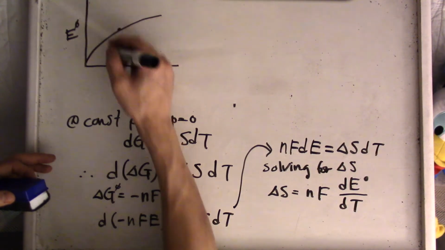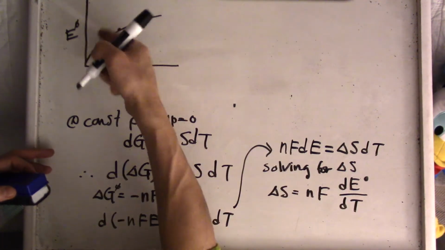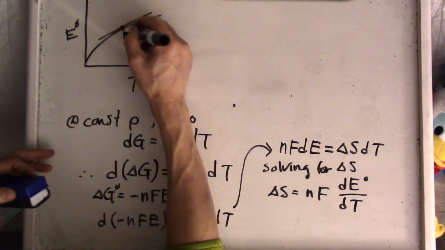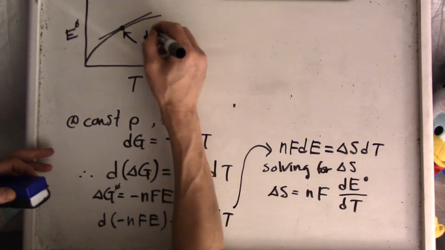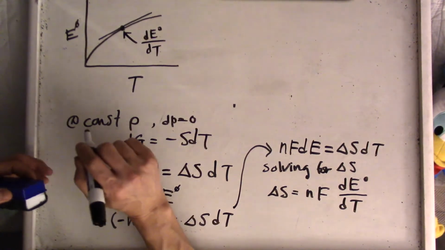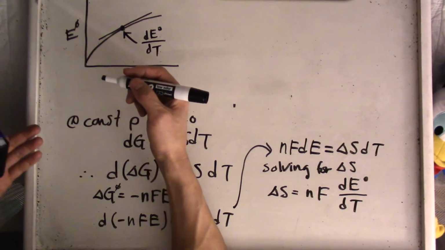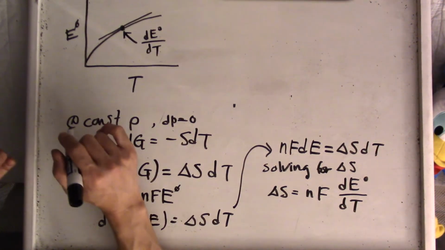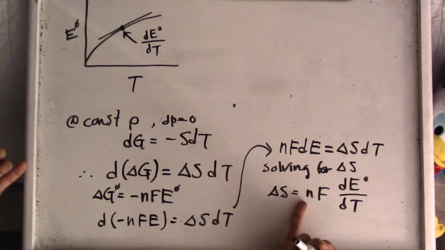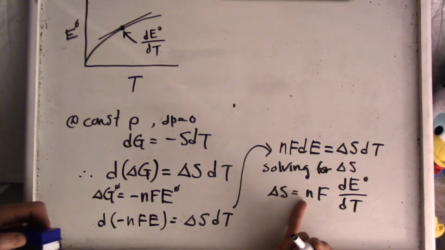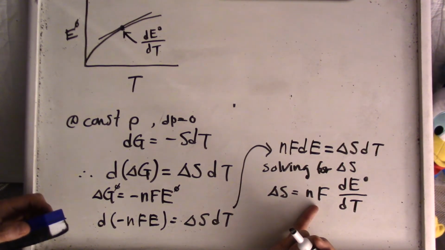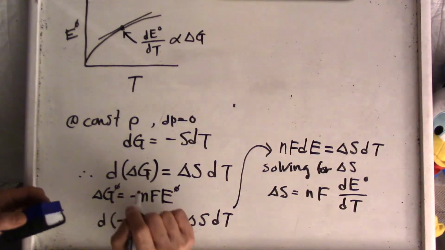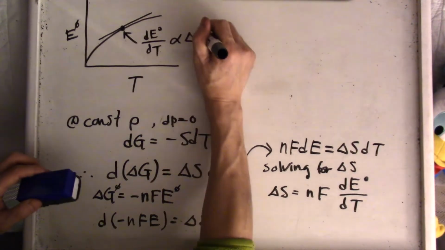Of course, if you take a derivative, dE over dT, that's dE0 over dT. So keep that in mind. This will give you the delta S, because n is going to be constant, because that's the electron number you're dealing with, and F is a constant. So this is proportional to delta S, the entropy.